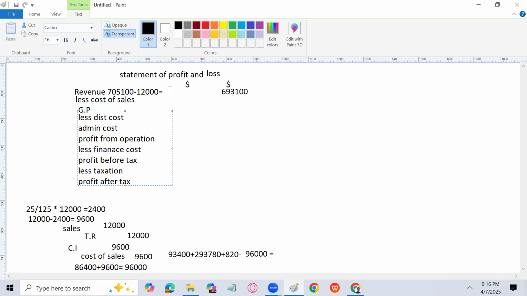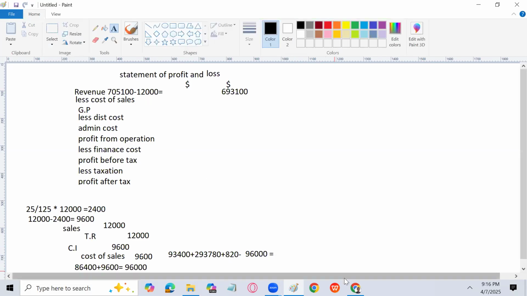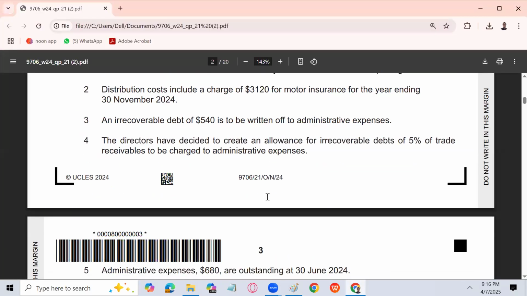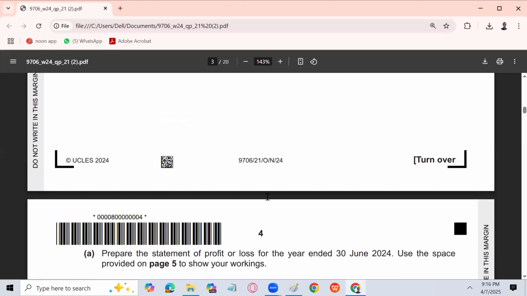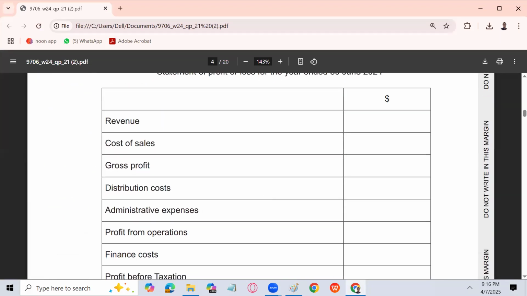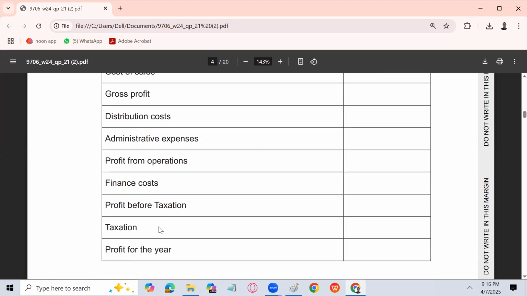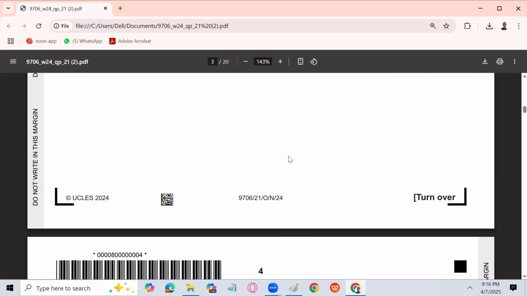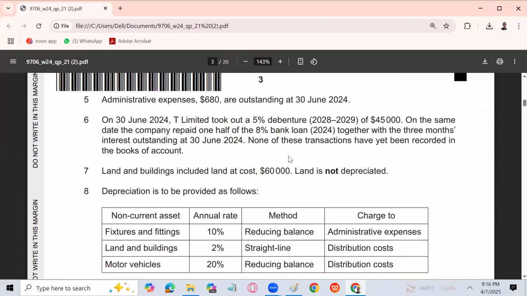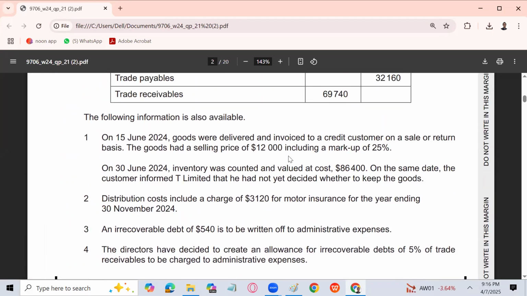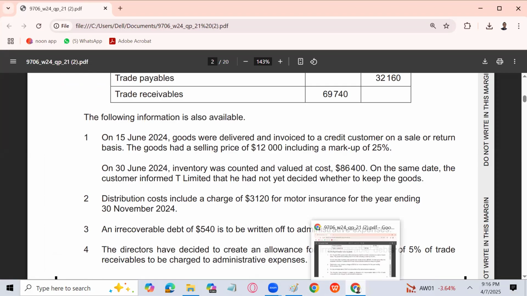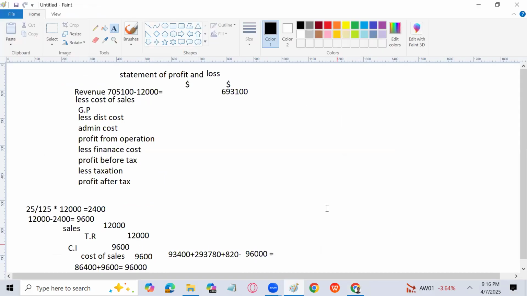Okay. So what is the amount of cost of sales? If we just look at the format given in the question, that will also give us the same idea. Revenue, cost of sales, gross profit, distribution cost, admin, profit from operation, finance cost, profit before taxation, and then profit for the year. So you didn't inform me about the answer for the cost of sales. That is okay. Somebody has told me the answer.